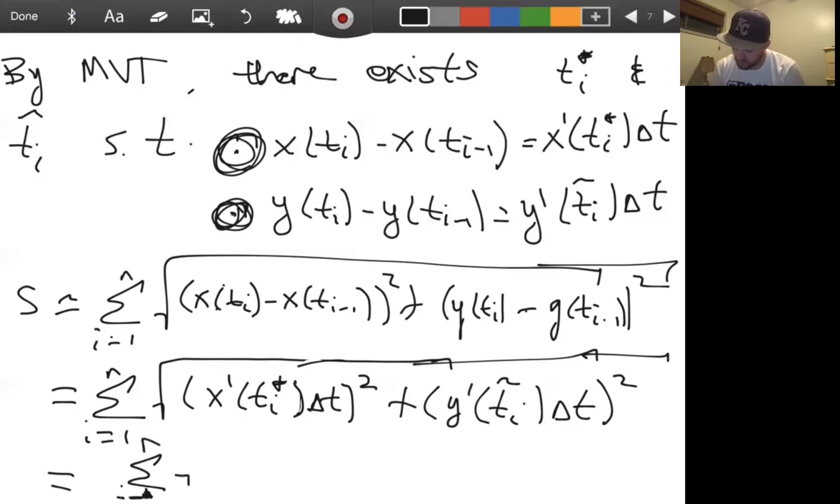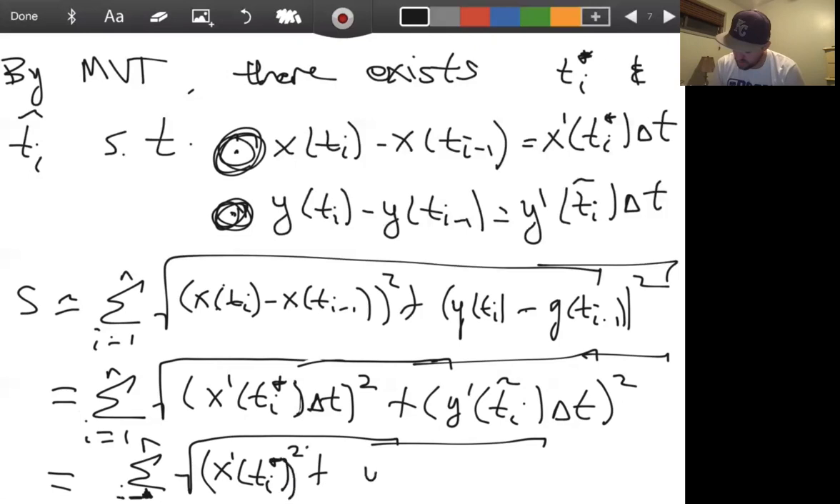of square root x prime ti star squared plus y prime ti tilde squared. And now I have a delta t on the outside.